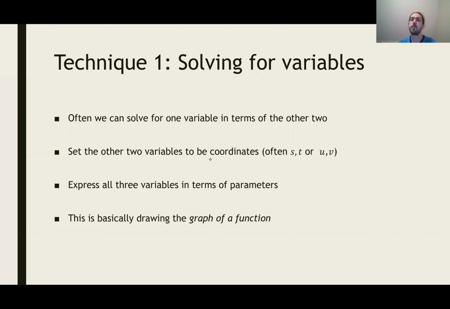Our first technique for parametrizing surfaces is to express them as the graph of a function, or solve for one variable in terms of the other two. So what we do is we say, let's find a formula for one of our three variables to make it easily expressible in terms of the other two. And then we're going to set the other two variables to be coordinates. Usually we use s and t coordinates or u and v coordinates so we don't get confused, because it'll get confusing. And then we express all three variables in terms of those parameters.